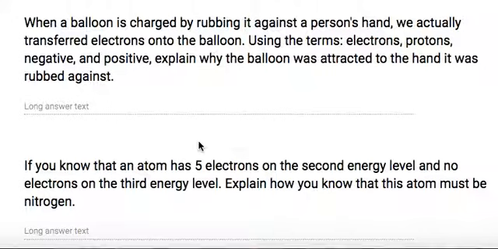The following questions are worth 2 points. When a balloon is charged by rubbing it against a person's hand, we actually transferred electrons onto the balloon. Using the terms electrons, protons, negative and positive. Explain why the balloon was attracted to the hand it was rubbed against.